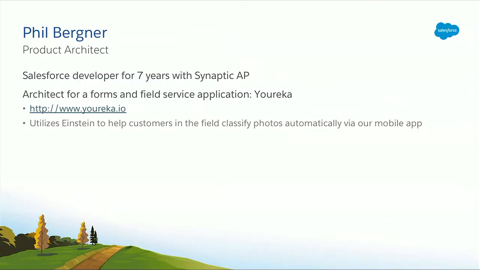So a little bit about myself. My name is Phil Bergner. I'm a product architect. I've been doing Salesforce development for about 7 years. I work on a forms and field service application called Eureka. We actually do utilize Einstein to help our customers in the field classify their photos with our mobile apps. Basically, you have a mobile app, you're out in the field, you can snap a photo, get instant feedback from Einstein.